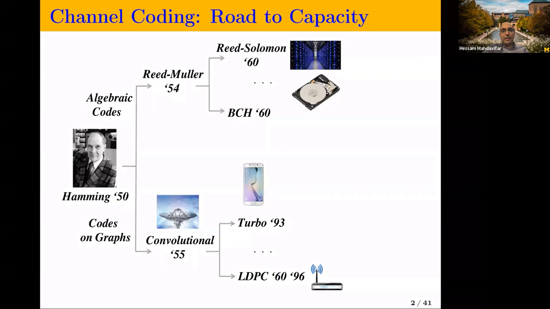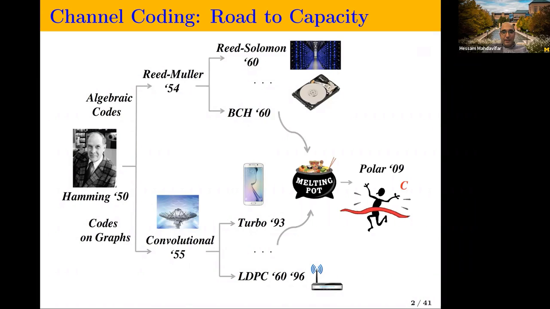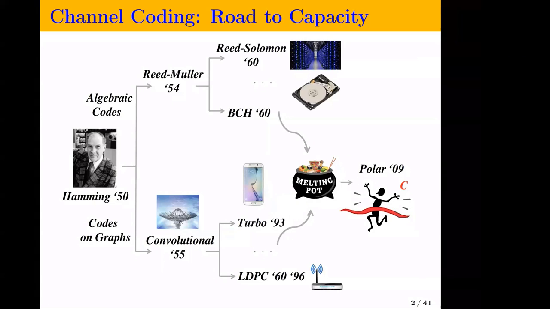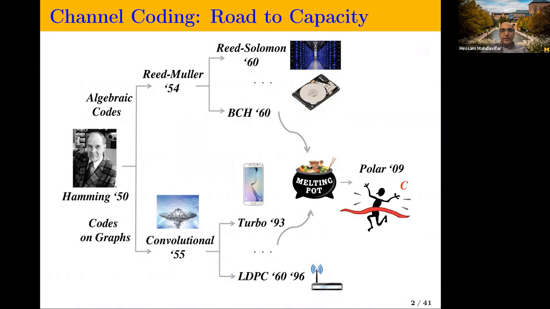These are all applications of these codes, but none of them were provably capacity achieving until polar codes were invented in 2009. I cannot really characterize polar codes as being either algebraic or codes on graphs, but they have ingredients from both sides. The construction is very closely related to Muller codes, but the decoding is more like the modern codes, like codes on graphs.